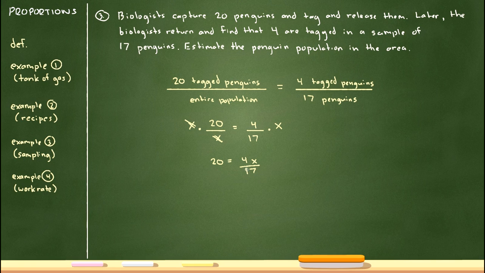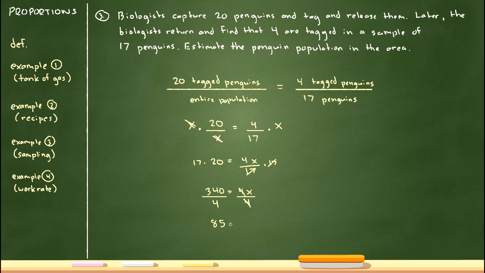Now we may want to move the 17, so if we multiply both sides by 17, we have 17 times 20, which is 340, equal to 4x. And lastly, we want just x, so we want to divide by 4 on both sides. And now 340 divided by 4 would be 85.